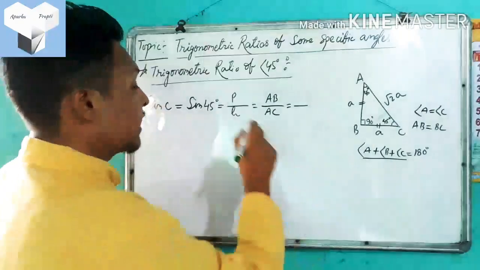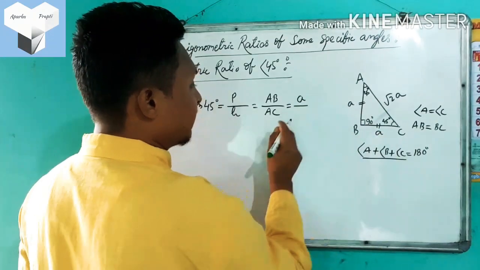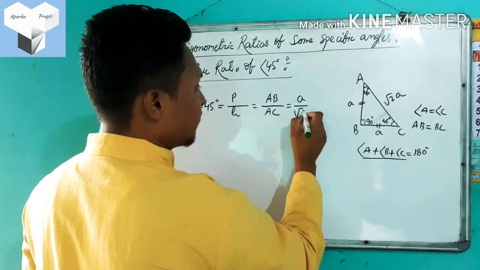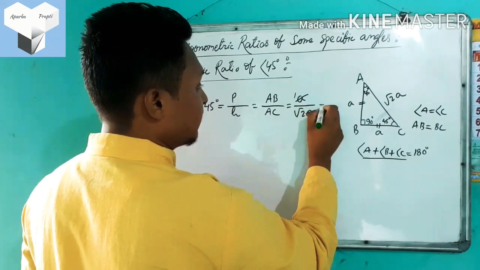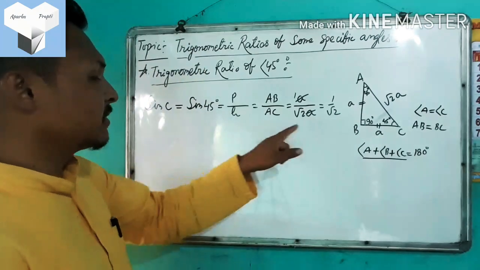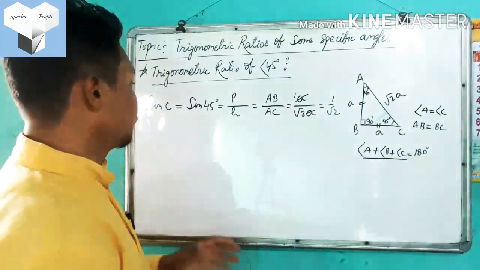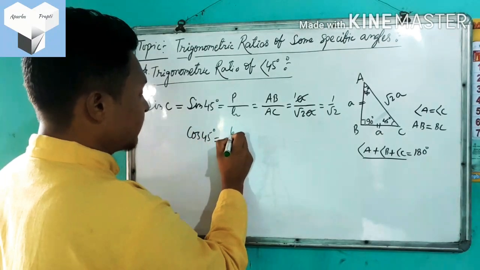Okay. Here AB is what, guys? The length of AB is A, and the length of AC is root 2 times A. Cancelling A and A, it remains 1 by root 2. That means the value of sine 45 degrees is how much? 1 by root 2. In the same way we can take cos 45 degrees equal to B by H.